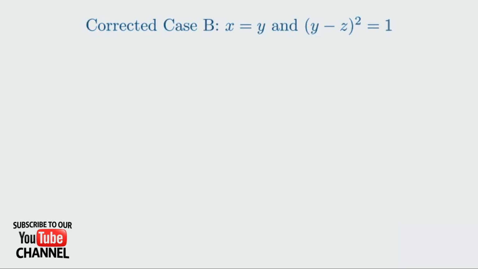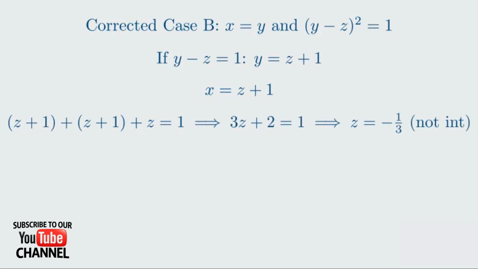If x equals y, then the difference (x minus y) squared is 0, not (y minus z). Let's be careful. The correct constraints from our sum of squares equation for x equals y are x equals y and (y minus z) squared equals 1. If y minus z equals 1, we get the solution (0, 1, 0). If y minus z equals minus 1, we get (2/3, 2/3, negative 1/3), which is not an integer. Ah, I made another error. Let's start with x equals y, and then use the possibilities for the remaining 2 terms.